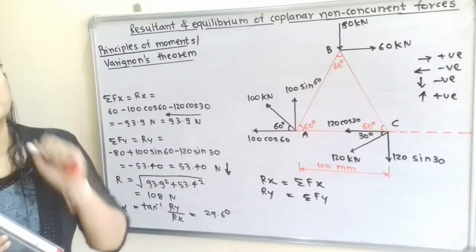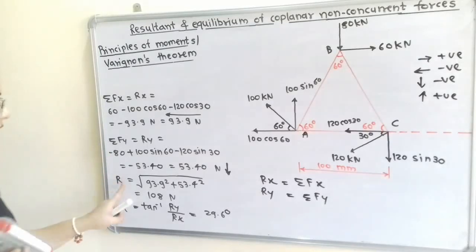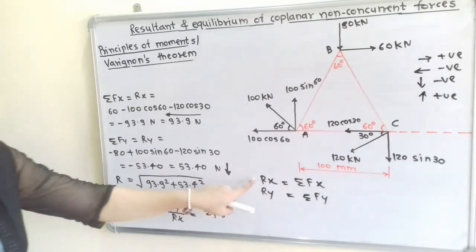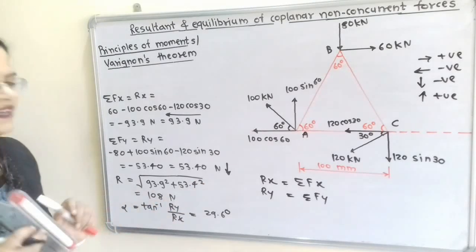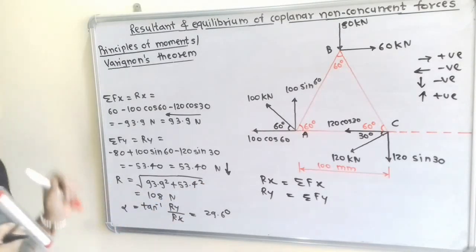How can we find the resultant R? R is equal to the square root of Rx square plus Ry square. So Rx is 93.9 square plus Ry 53.4 square, which is equal to 108 Newton. So this is the magnitude.